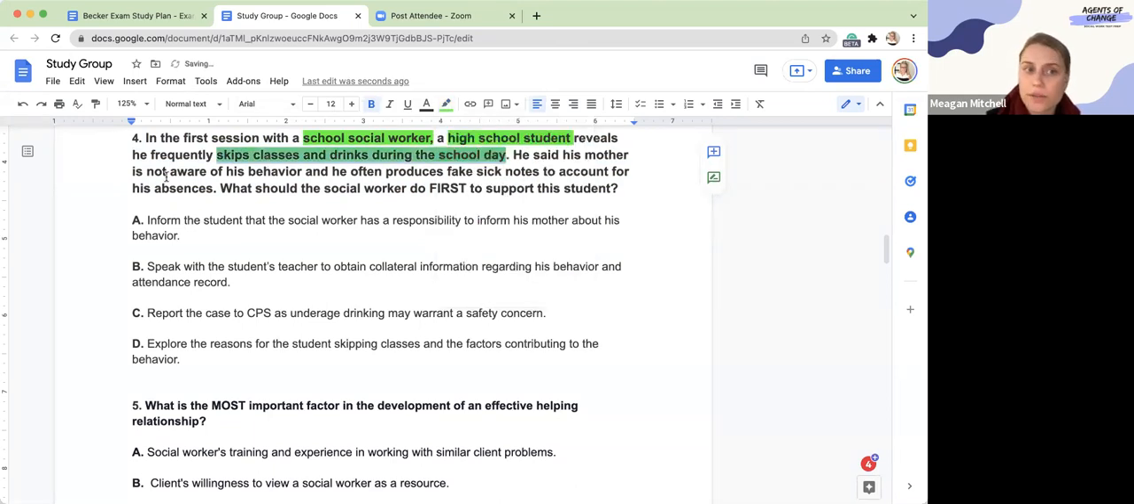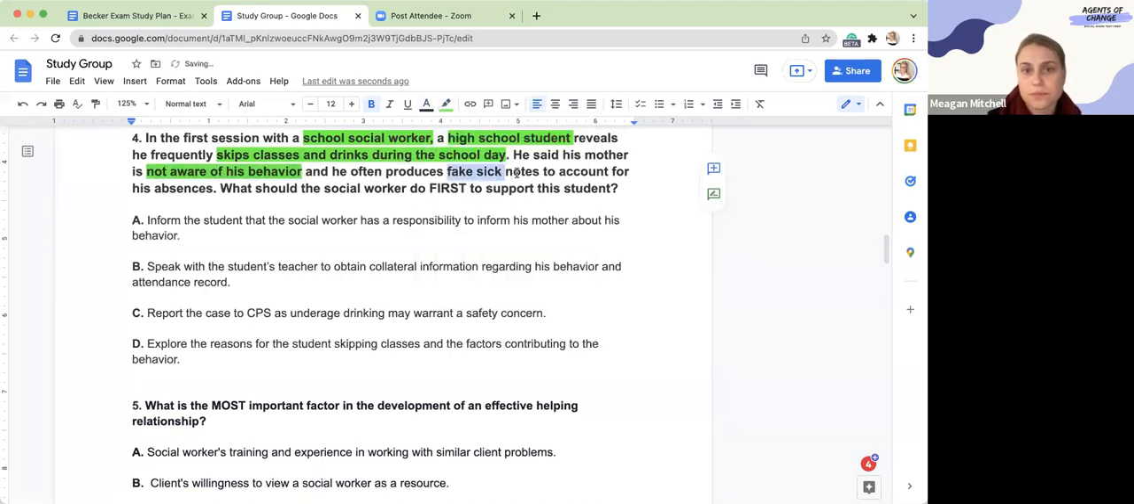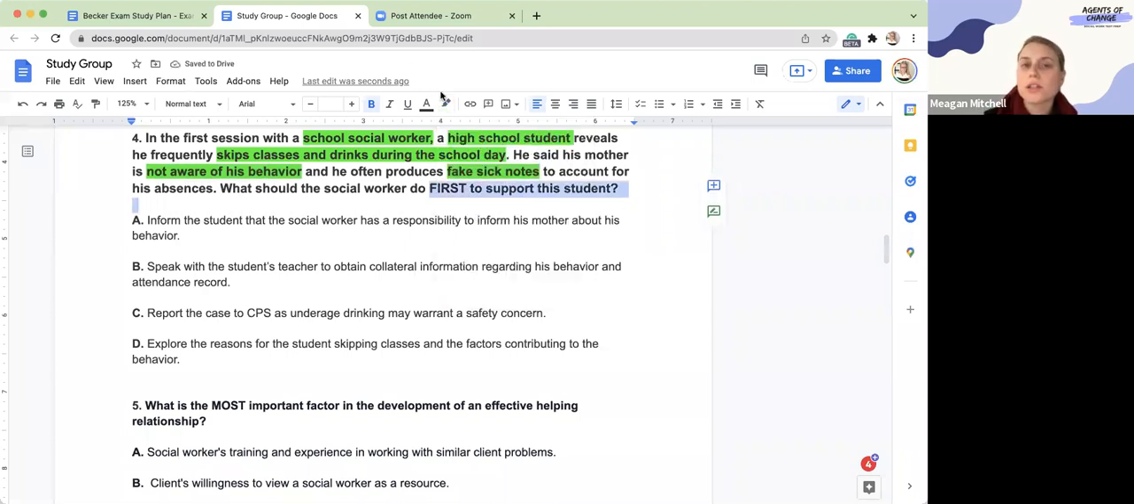His mother is not aware of this behavior, and he's producing fake sick notes so that he can skip. What should we do first to support this student? Go ahead. What should we do first and why? Knowing who our client is. Thinking of the helping stages, thinking about the presenting problem. What's going on here?